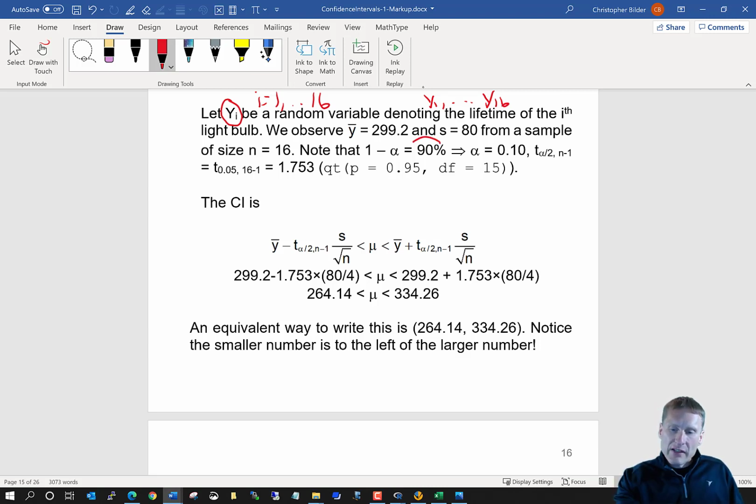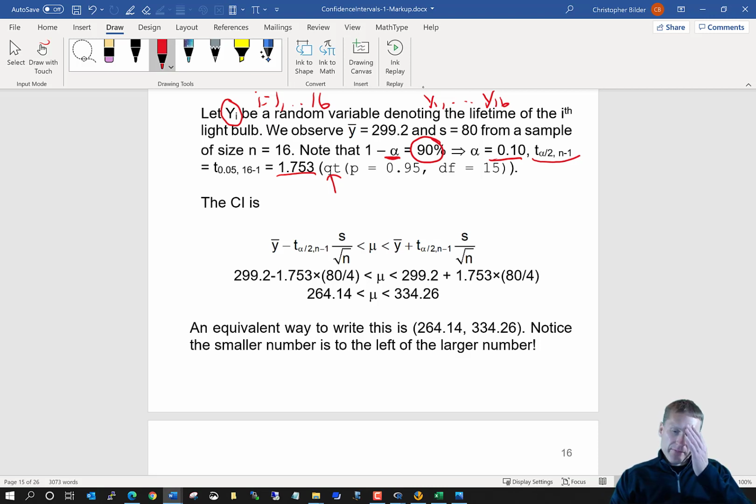We're going to be interested in a 90% confidence interval. So that means alpha is 0.10. That will help us then find our quantile from a t distribution. We need to find the 0.95 quantile with 15 degrees of freedom. I can go to my qt function to do that, and I get 1.753.